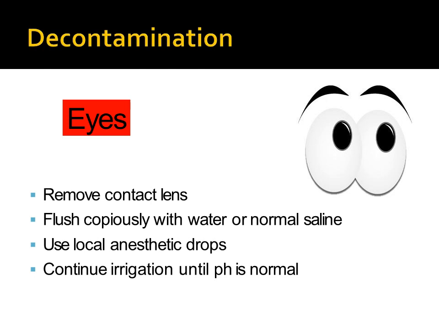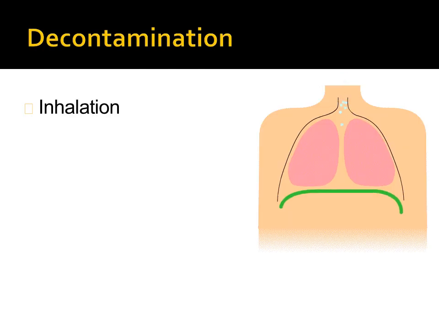Continue irrigation until the pH is normal. This can be identified by a pH meter, or we can use different types of strips. Until the pH is normal, we will have to go on with irrigation. Finally, we'll have to look at the slit lamp and fluorescein examination. This slit lamp examination will determine the depth of the injury. If it is over the cornea or any other part also, we'll have to take a consultation with the ophthalmologist.